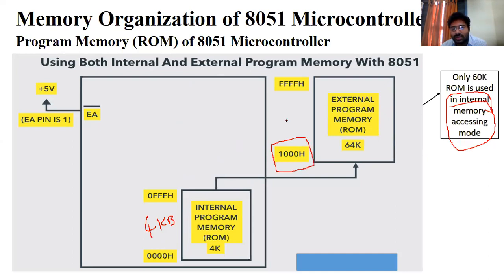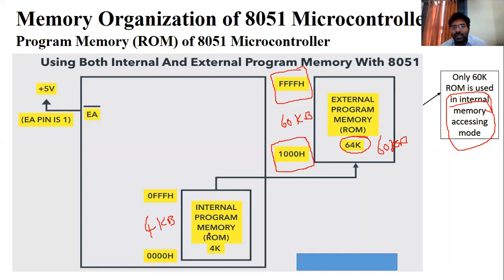So for the remaining, see this, what are the address locations? See this, 1000 to FFFH. This is the 60 KB only. This is not the 64. This is the 60 KB. When you are accessing internal memory and external memory at the same time, you are going to combine these memories at a time.